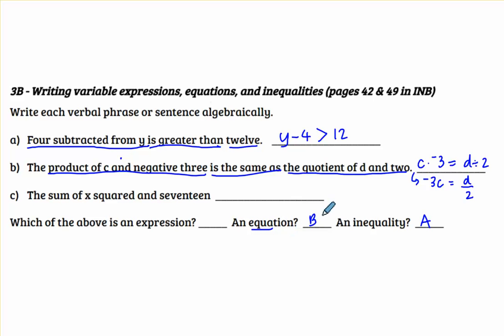Equal, equation. All right, and finally we have this phrase, the sum of. So sum of means we're going to be adding two things. We have x squared. That is x to the second power, and 17 would come here. Since there's no equal sign and no inequality symbol, that is just an expression.